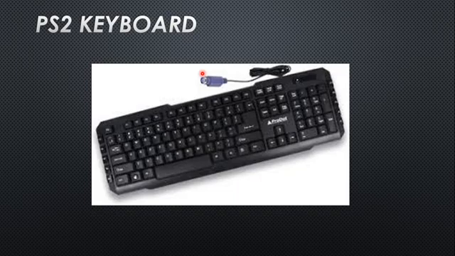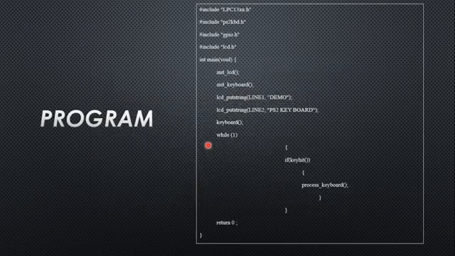So in this program, we are going to interface this PS2 keyboard with the ARM processor, which means whatever key we press on the keyboard, the corresponding character has to be displayed on the LCD. If I press a letter, that letter has to be displayed. If I press a number, the number has to be displayed. Likewise, whatever we enter on the keyboard, the corresponding output has to be displayed on the LCD. Now let's move to the programming.